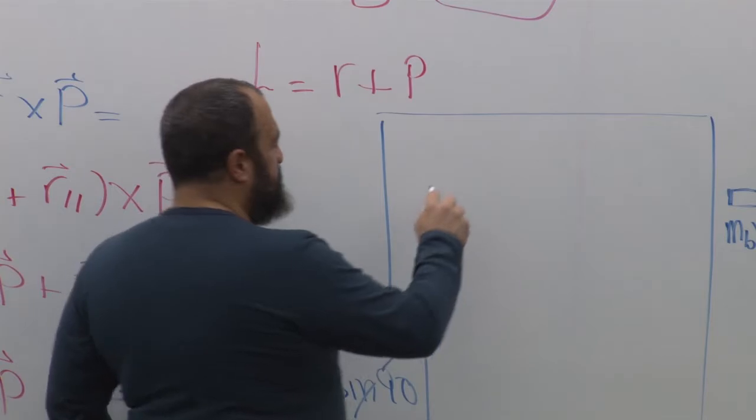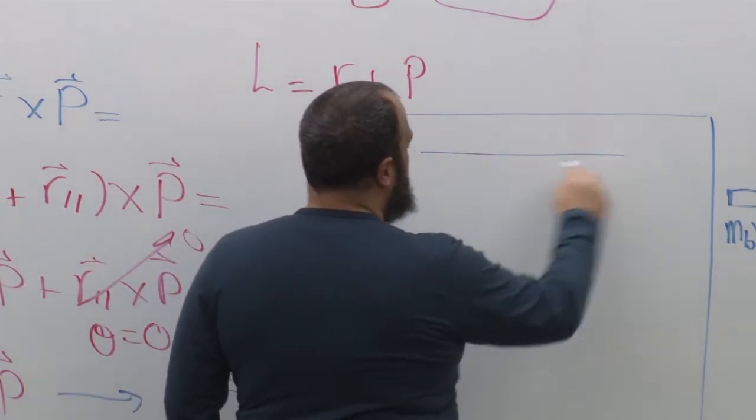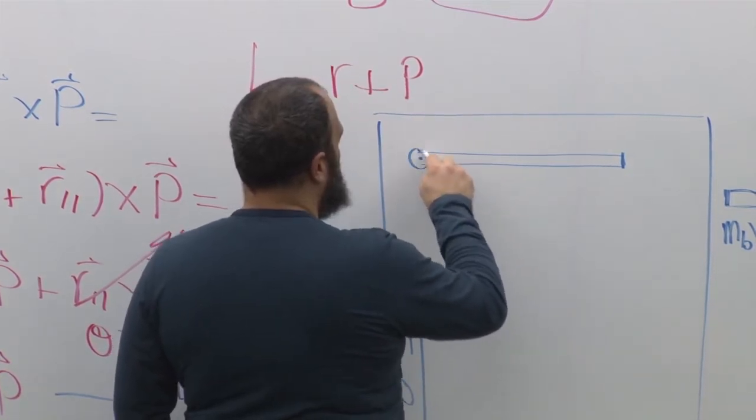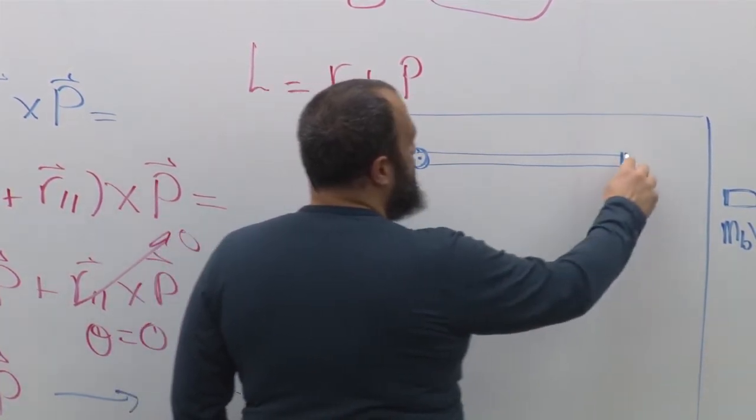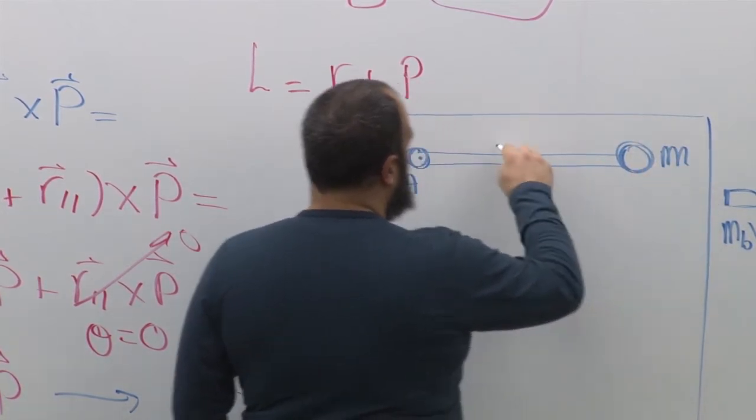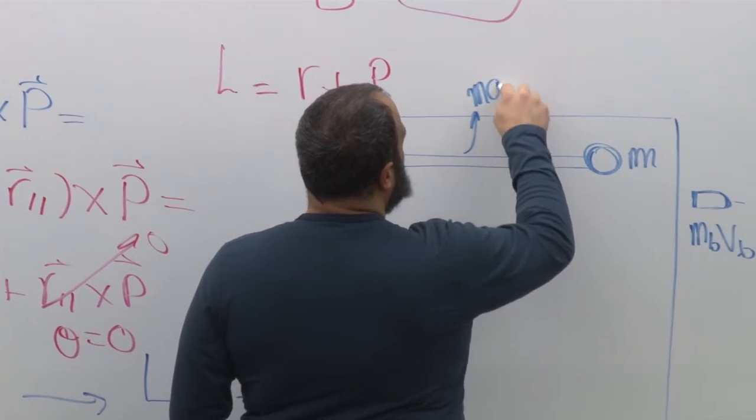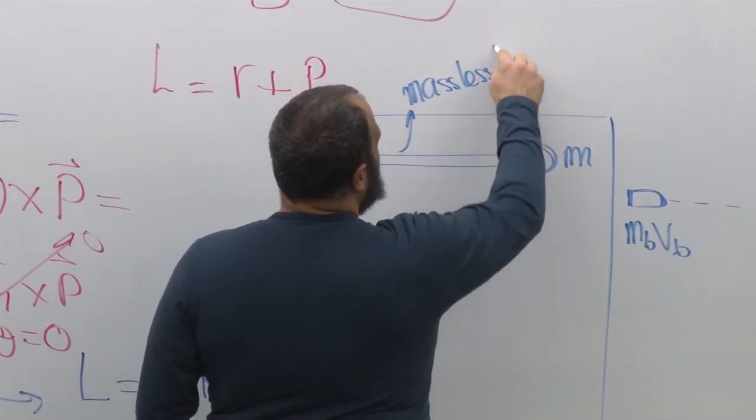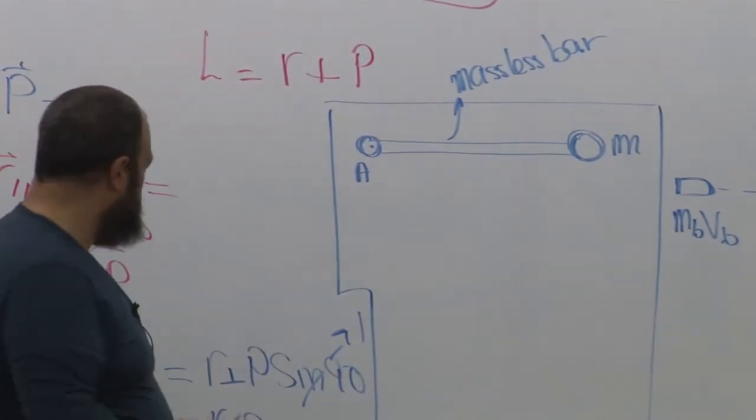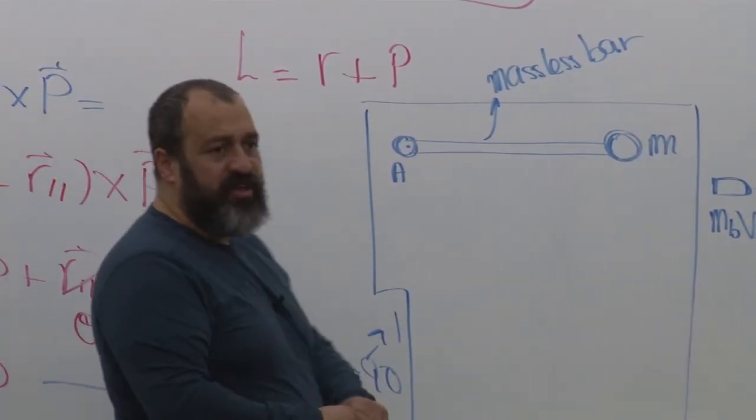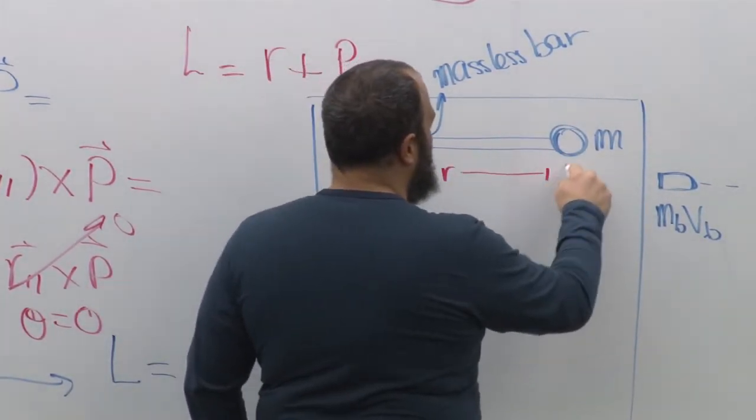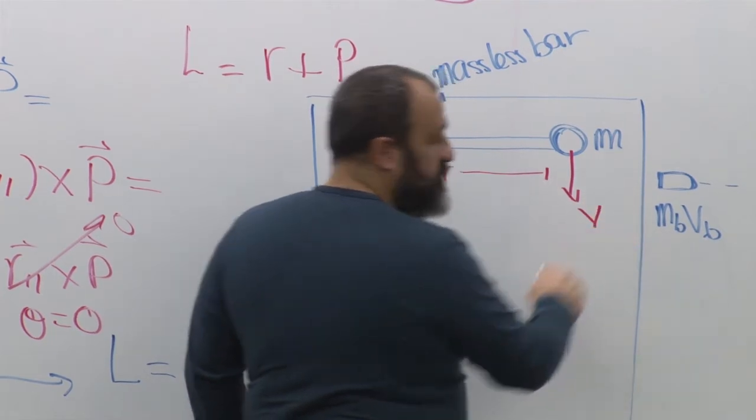Some of you might have already guessed it, but that's fine. Guys, if you have a massless bar pivoted about point A and attached to a mass at the end. Massless bar, and this is the point mass. Please pay attention now. This point mass is at distance r and is moving at speed v.